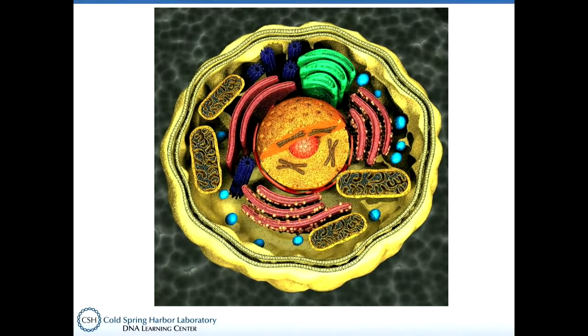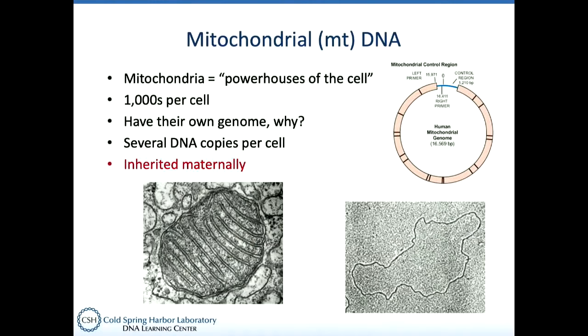There are different ways that we can study DNA diversity. Many people are familiar with the nucleus of the cell, which contains most of our DNA. But the compartments outside the nucleus, called the mitochondria, also have their own DNA. And in many cases, it's easier to study. The mitochondria are the powerhouses of the cell. They make the energy that's needed for the cell to carry on life processes. There are thousands of them per cell, so it's a rich source of DNA because they have their own DNA that's shaped like a circle.